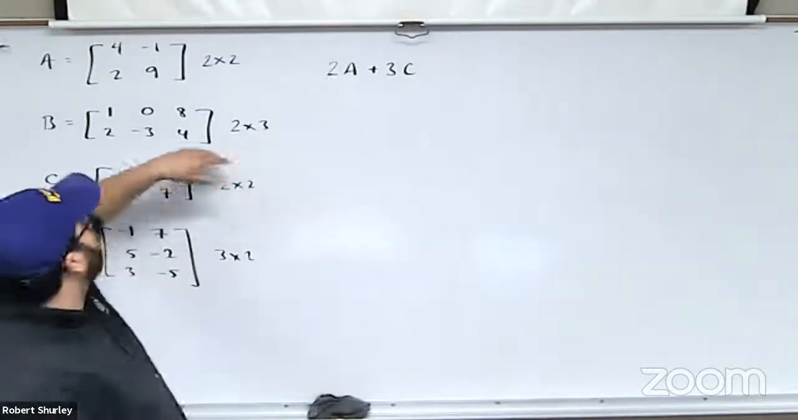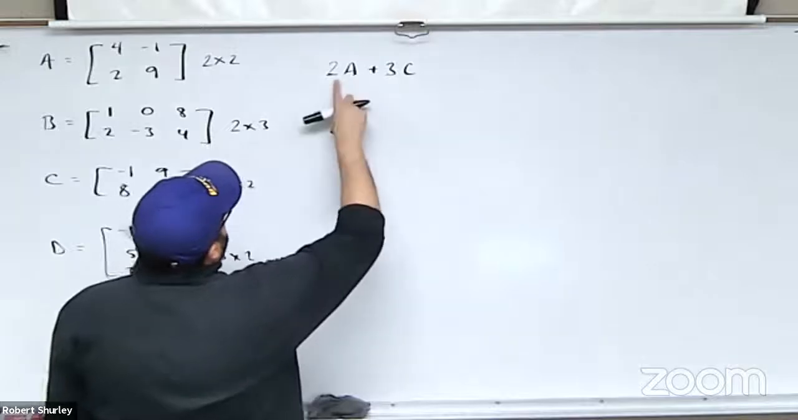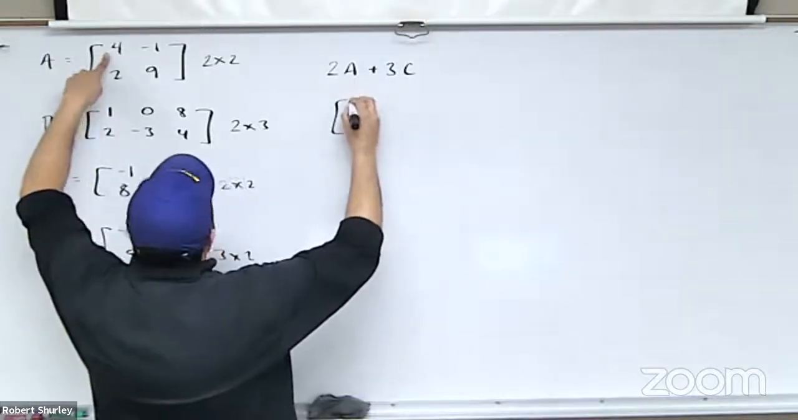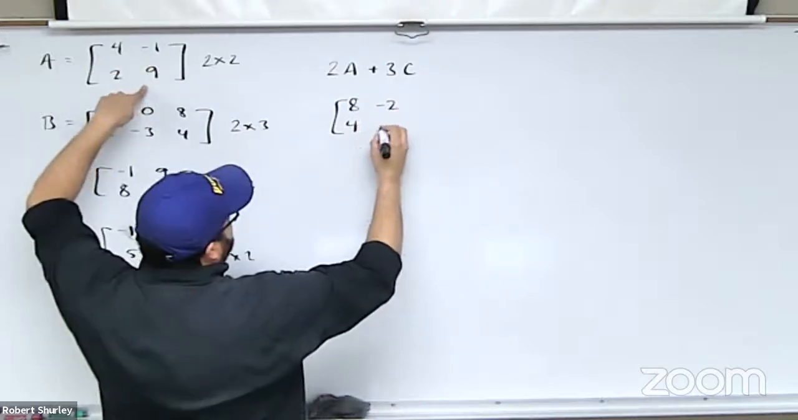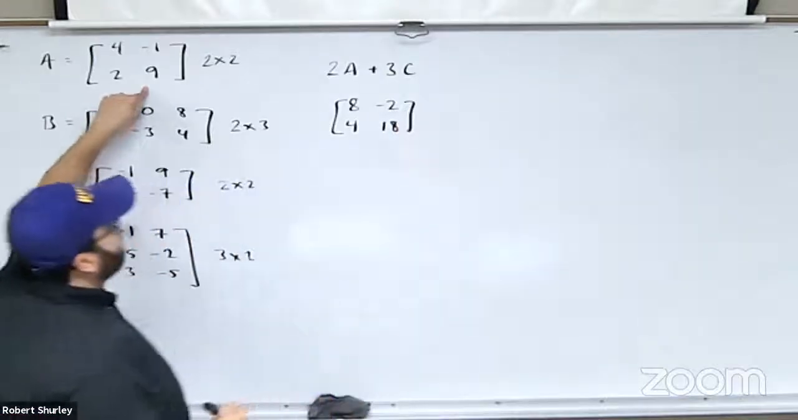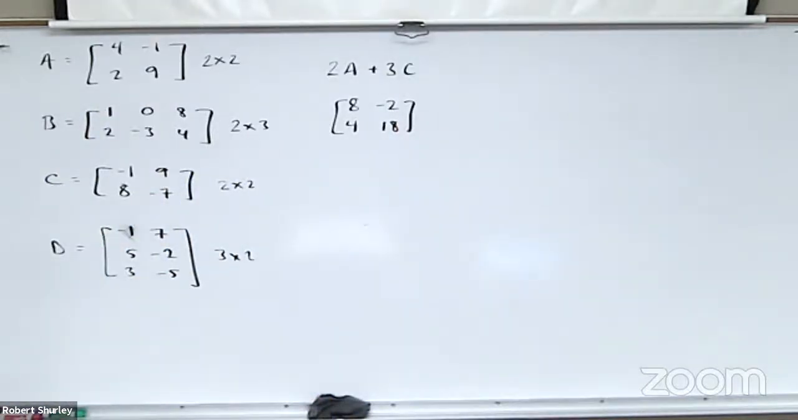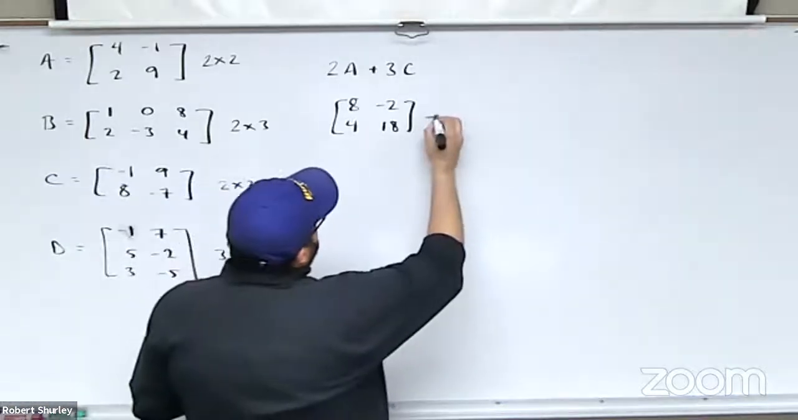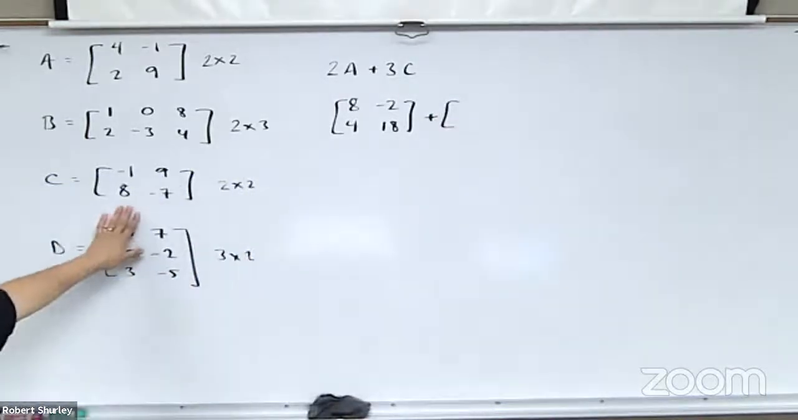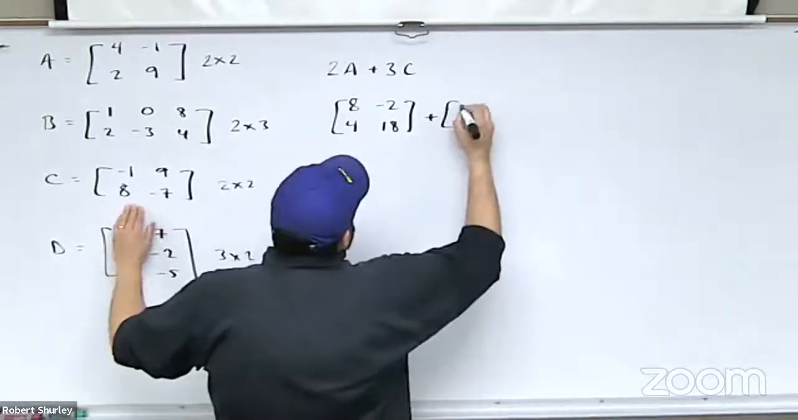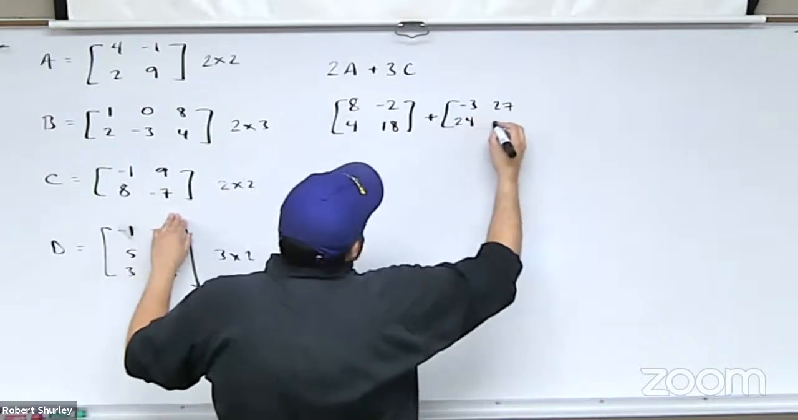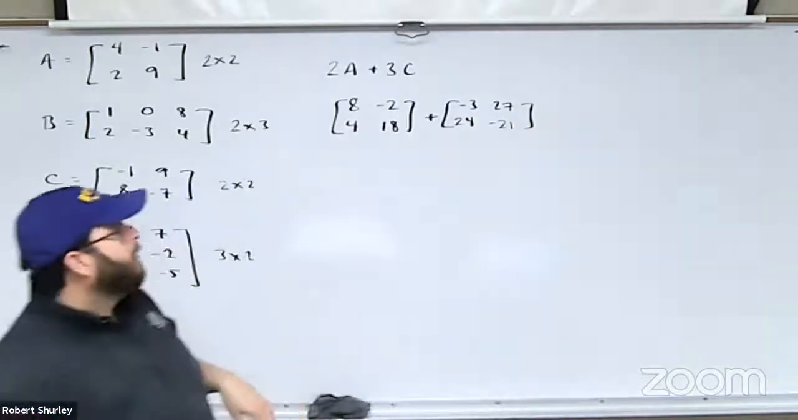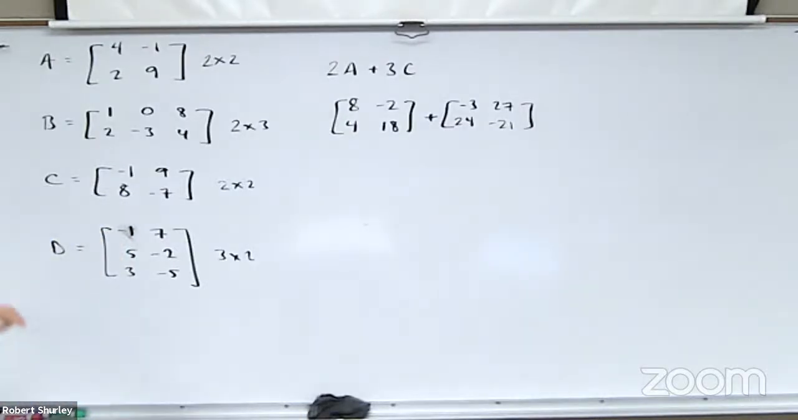So first I'm going to multiply the 2 through the A. So this first matrix, 2A, would be, well, 2 times 4 is 8. 2 times -1 is -2. 2 times 2 is 4. 2 times 9 is 18, right? That's 2A: 8, -2, 4, and 18. Then I'm going to do the addition of 3C. So I'm going to multiply 3 into C. So -3, 27, 24, and -21. Now I just have to add them together.